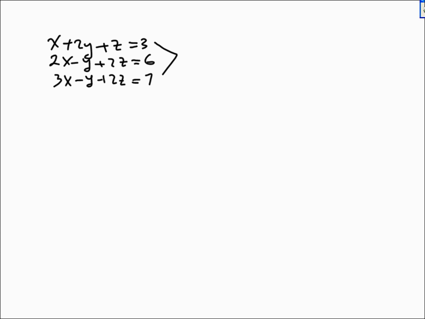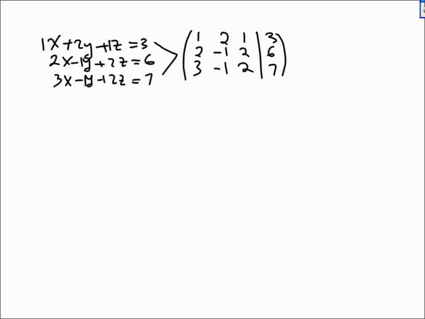Write the augmented matrix. Just remember that there's a 1 here, and a 1 here, and there, and there. So the numbers in front of x's are 1, 2, and 3. And in front of y's are those numbers. Always include the signs. In front of z's are those numbers. And the right-hand side is 3, 6, 7.